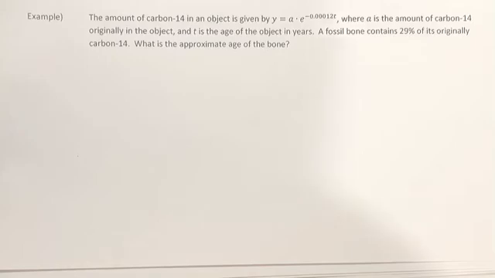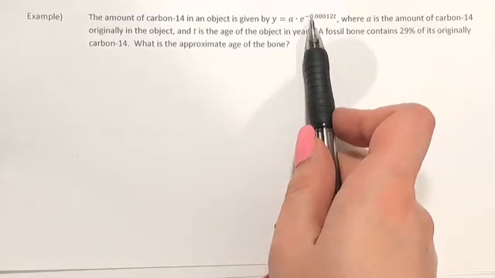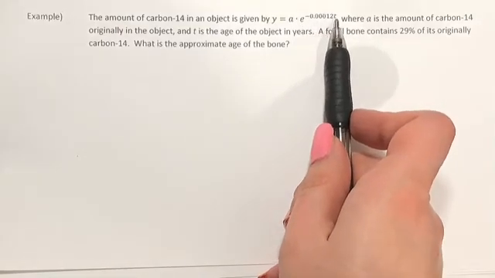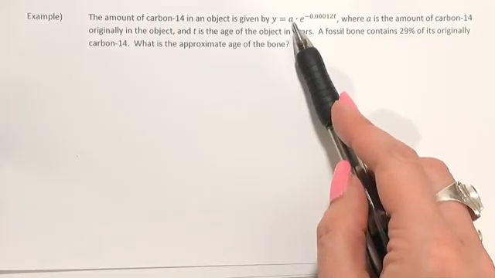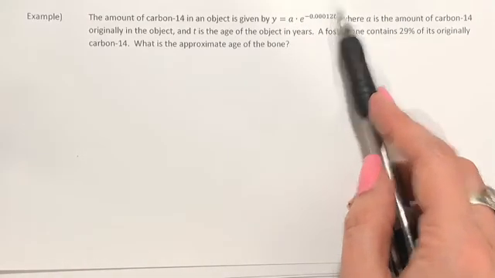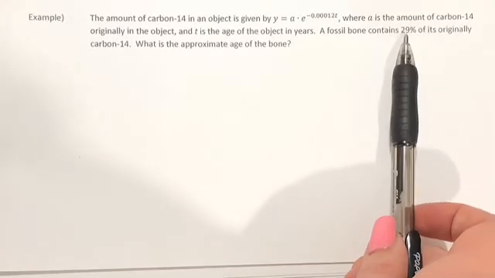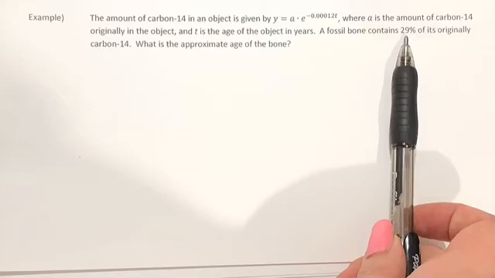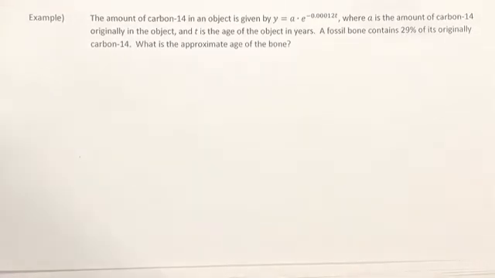But it says the amount of carbon-14 in an object is given by this equation. Y equals A times e to the negative 0.00012 t, where A is the initial amount of carbon-14, and then t is the age of the bone. So they told us a fossil bone that they found has 29% of its original carbon-14. So what is the approximate age of the bone?